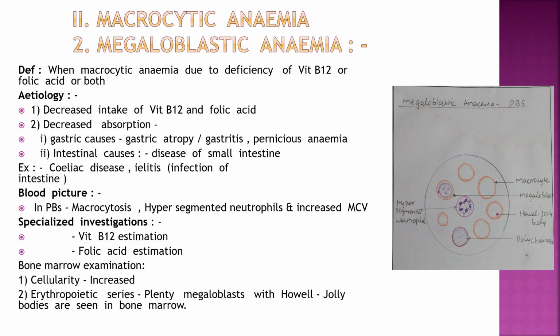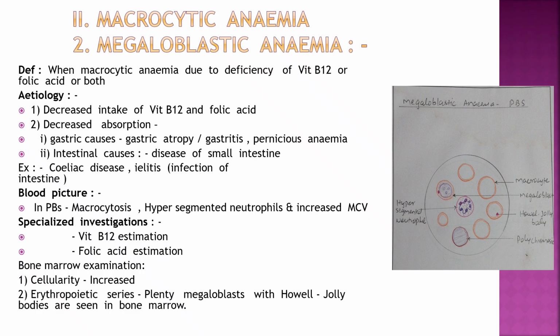In the blood picture in PBS, you can see macrocytosis. In this diagram you can see increased RBC size, the macrocytosis, and because of that there is variation in size, so it is also called anisocytosis. Then the neutrophil is usually hypersegmented, with more than 4 to 5 lobes in the nucleus, and the MCV of the RBCs is increased.